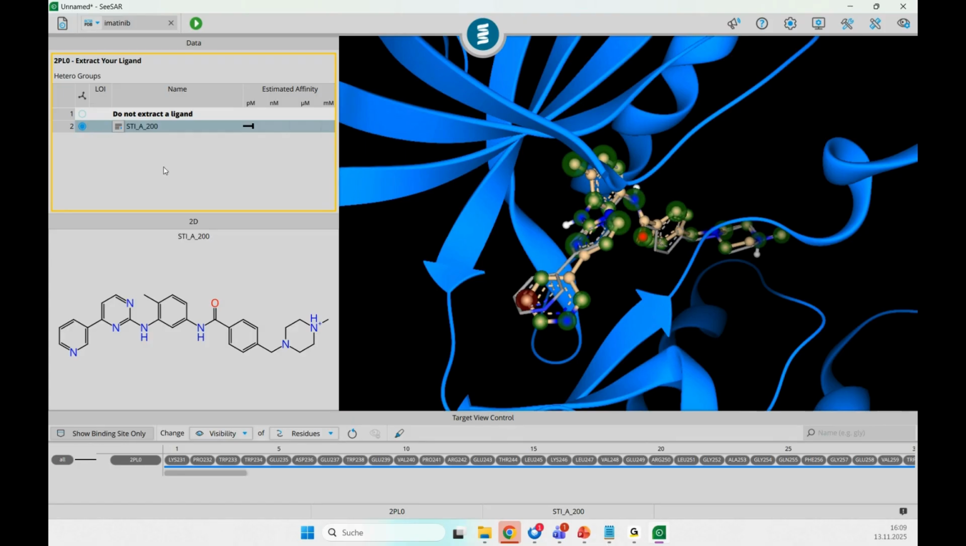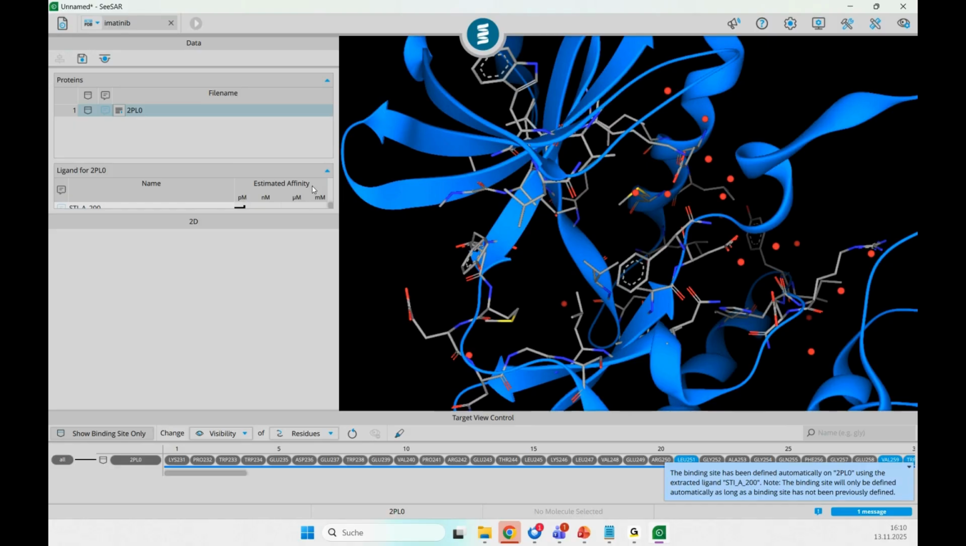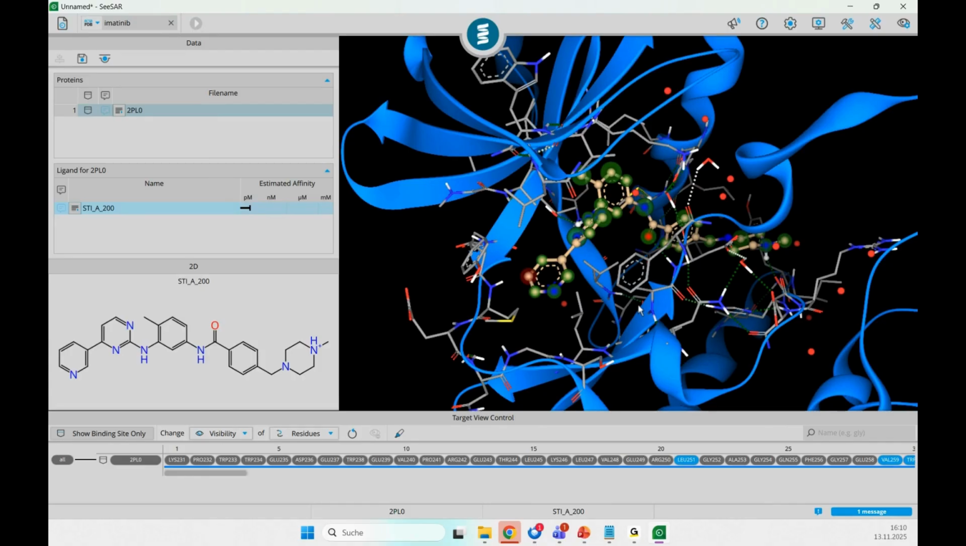So SeeSAR always works with one ligand and one binding site. To define a binding site, SeeSAR asks us here to extract a ligand. We define our binding site by clicking here, using imatinib as the ligand to define the binding site. And by doing so, we now can confirm the binding site after clicking here, selected, not selected, now selected, and then applying our definition. Everything within the target's binding site around imatinib is included. These features side chains, backbone, water molecules, co-crystallized ligands, ions, and everything else.